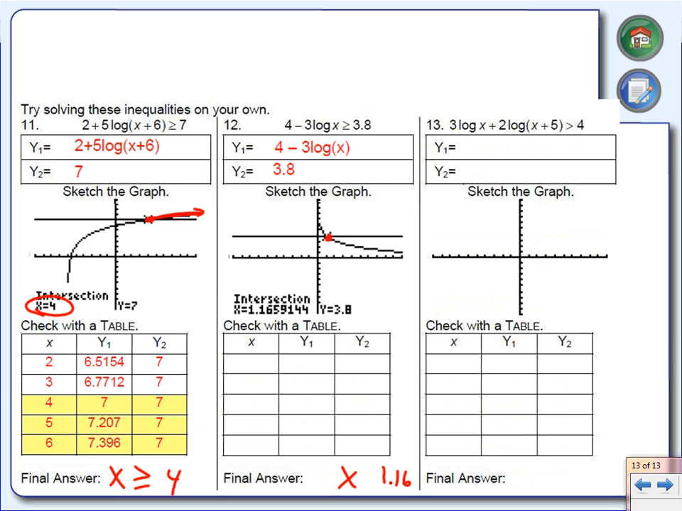Now remember, we're looking for values that are greater than or equal to 3.8. So I'm looking specifically at this part of the graph above the horizontal line. Because it says greater than, I'm looking above the line. So if I'm looking right here above the line, what kind of x values do I have? Do I have x values that are greater than that 1.16 or less than that 1.16? Less than. We're going to the left here, so it's less than or equal to the 1.16. Okay, so the x values are less than or equal to 1.16.